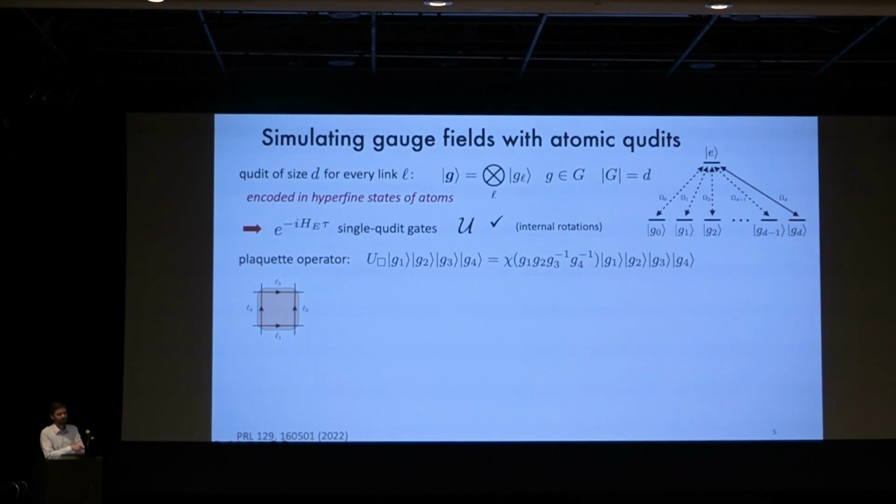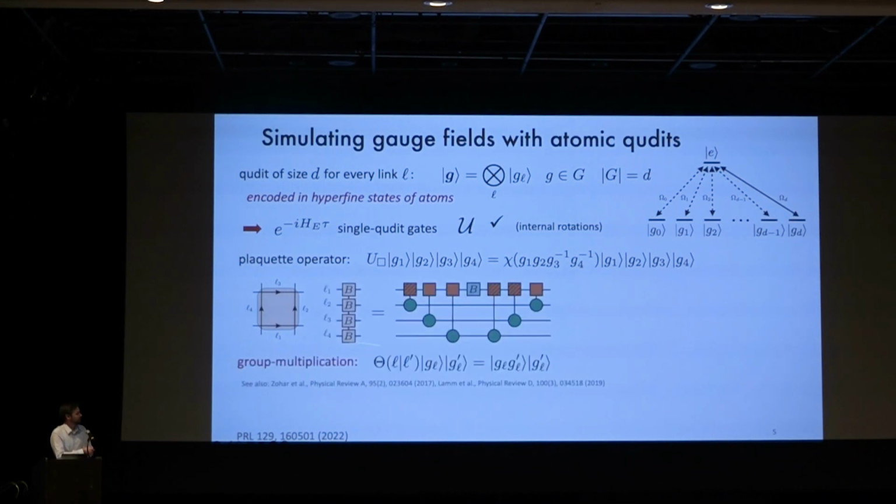What actually enters is the character of that group element, for those who know some group theory. So that's a specified function given by the group structure, and it involves the product G1 times G2 times G3 equals G4 inverse and so forth. That suggests a very efficient way to decompose this operator, given by this circuit.